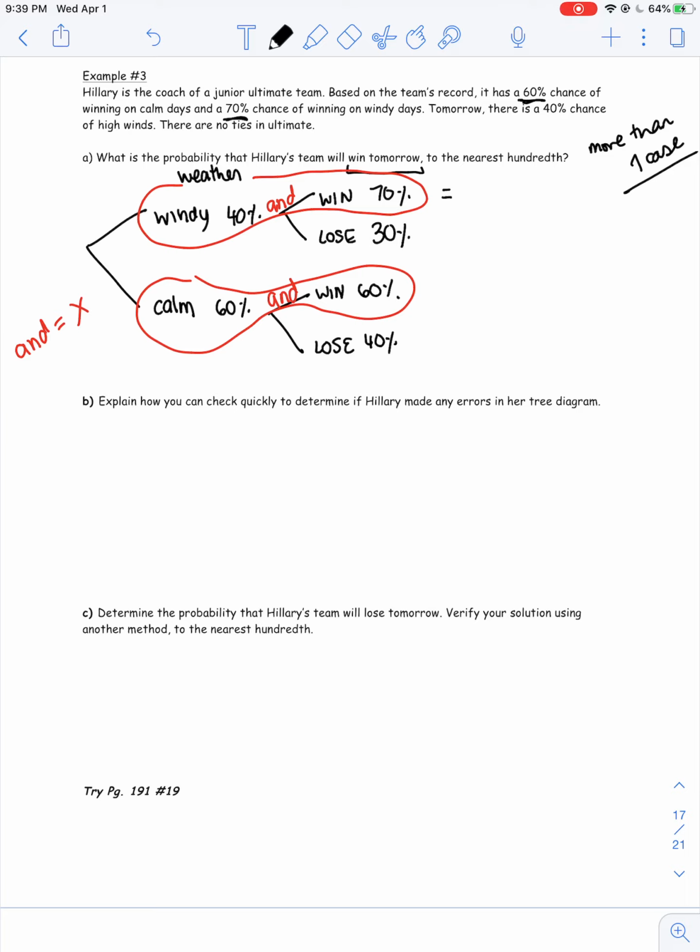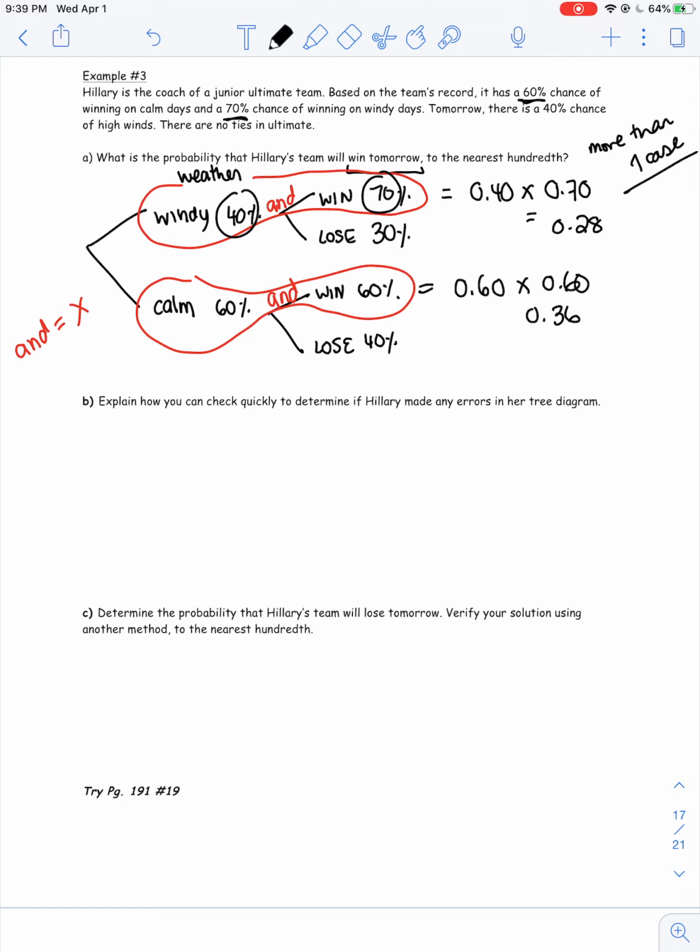Now, in order to put these into your calculator, you're always going to put them in decimal form. So 40% is 0.40, and means multiply, so we're going to multiply it by 0.70. So these 2 numbers here, multiply them, but in decimal form. Same thing here, 0.60 multiplied with 0.60. So we need to find out the answer. We get 0.28 here and 0.36 here.